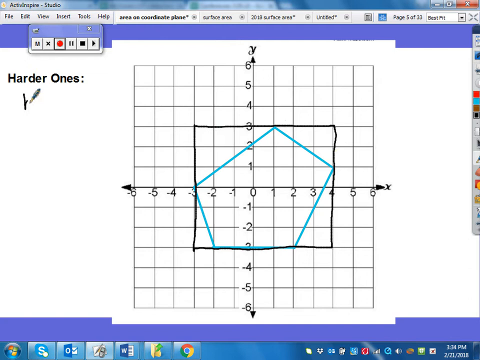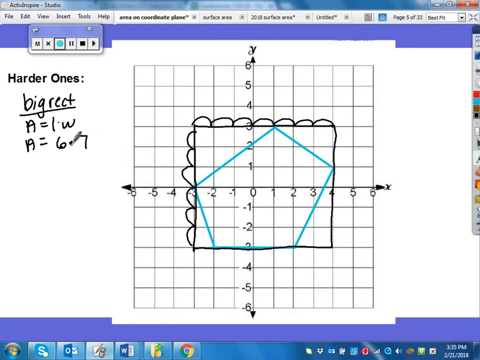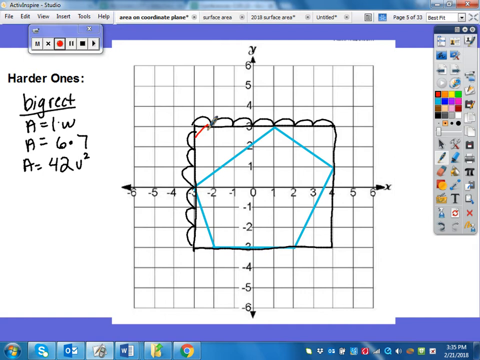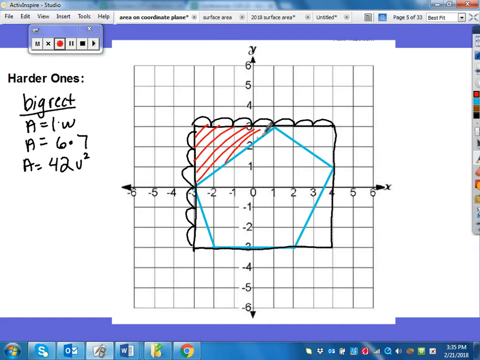I just made a big rectangle. Now the area of my big rectangle is the length times width. 1, 2, 3, 4, 5, 6. 6, 1, 2, 3, 4, 5, 6, 7. So I know the area of my big rectangle is 42 square units. Now, if I just want to know the area of that inside pentagon, I need to subtract these triangles along the outside.